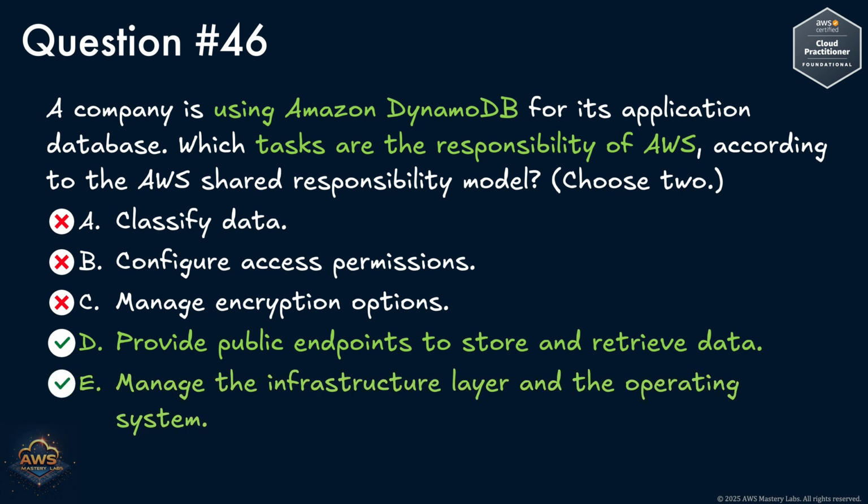Option E, manage the infrastructure layer and the operating system. As a fully managed service, AWS handles all aspects of the underlying infrastructure: servers, storage, networking, and the OS that runs the DynamoDB engine. This includes patching, scaling, fault tolerance, and high availability. This is a fundamental part of AWS's responsibilities under the shared responsibility model. Correct, because infrastructure and OS management are core AWS responsibilities in managed services like DynamoDB.